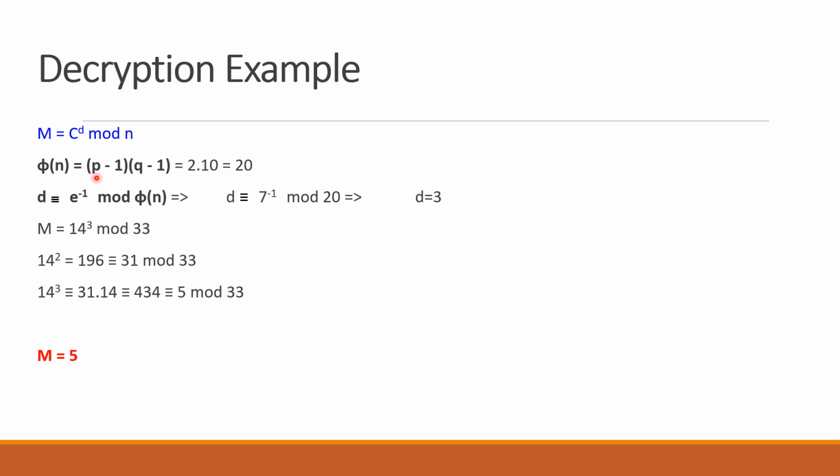So what is my P value? It is 3. 3 minus 1 is 2. And what is my Q value? It is 11. 11 minus 1 is 10. So phi of n equal to 20.